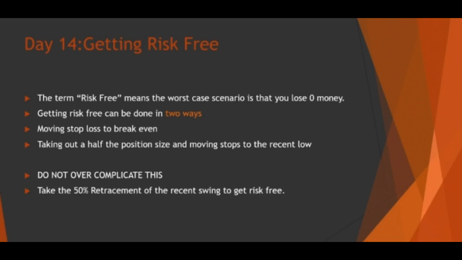And with this, a lot of people like to overcomplicate it. They like to add little nooks and nodes and things. But really, getting risk-free is not to be overcomplicated. It's just simply taking a Fibonacci retracement, 50% to be exact, of the recent swing to get risk-free. What the recent swing means is that if you're entering off of a 3, your get risk-free point is from 2 to 3. If you're entering off of a 5, your risk-free point is off of 4 to 5.